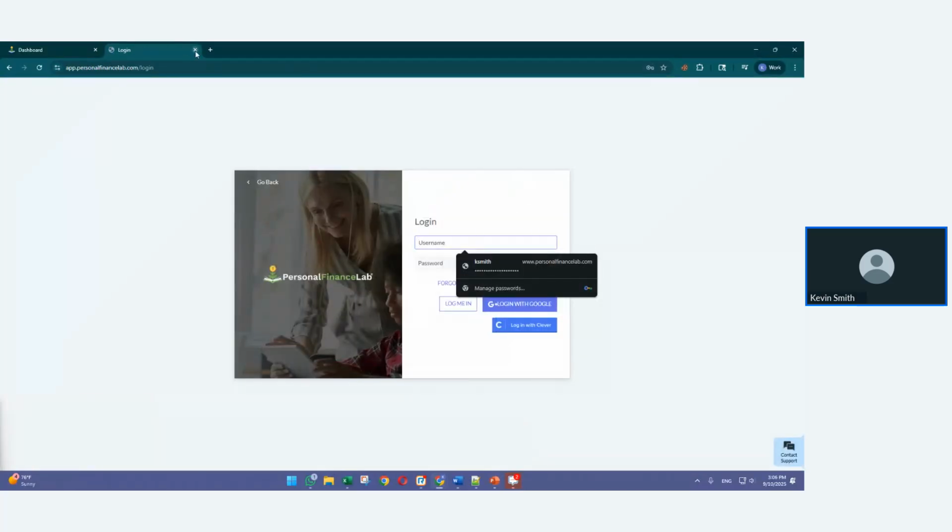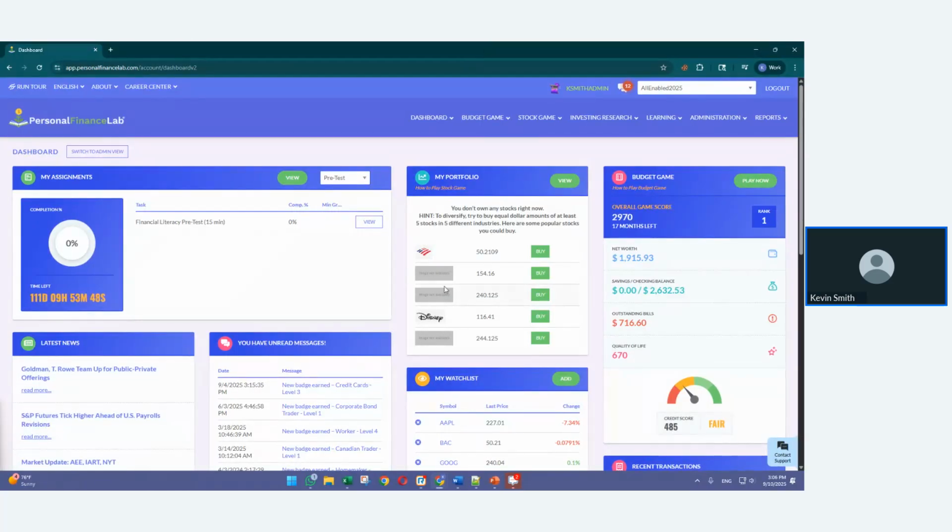Log into, here it is. This is what my dashboard looks like as a student when I log in for the first time. And there's a lot of stuff here because I also had the budgeting game. I had a webinar about that last week. I'm not going to talk about it too much here. But what you're going to see is this section here in the top left takes kind of the lion's share of my attention. This is an assignment. And right now I just have a pre-test I've been assigned.